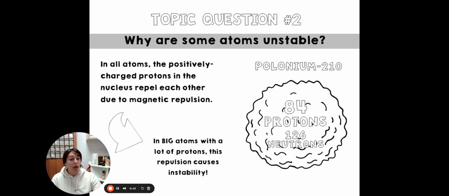Imagine this atom here of polonium has 84 protons. That's a lot of positive charge. So how is the positive charge here balanced out? How is this atom ever going to be stable? Well, it achieves some sort of stability by balancing it with some neutrons. And there has to be enough neutrons within that nucleus that all those positive charges are separate from each other.